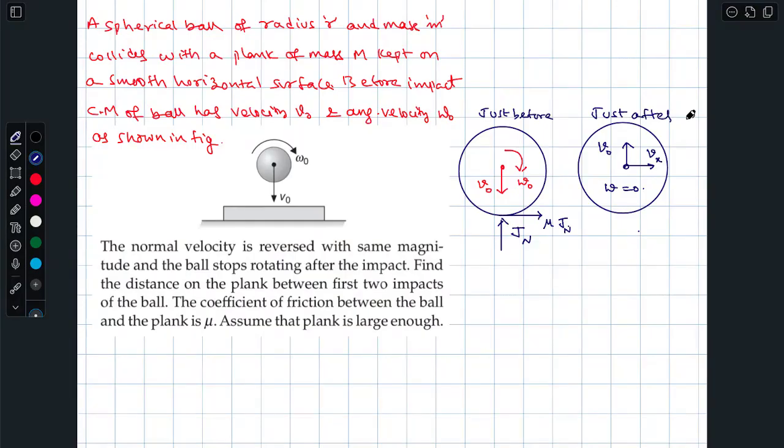You may question me, you are cheating us. How do you know that there is Vx? Can anyone in the class explain how I know that there is Vx? How do you know that there is a frictional impulse? Okay, fine.